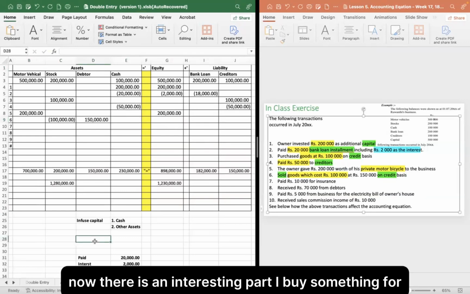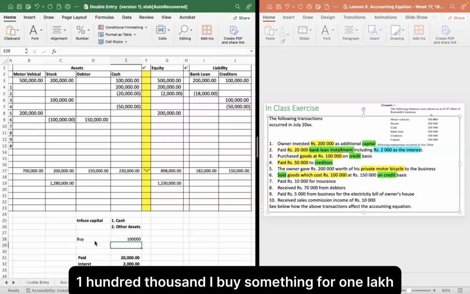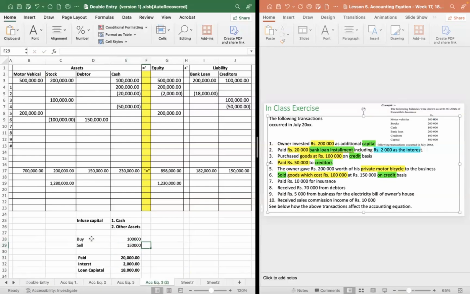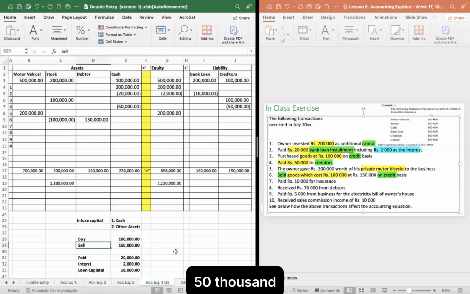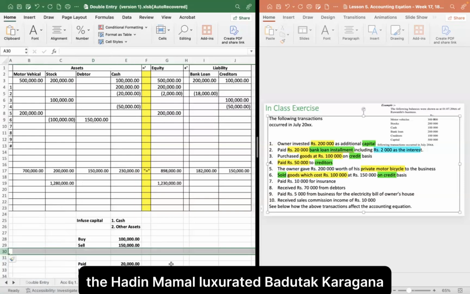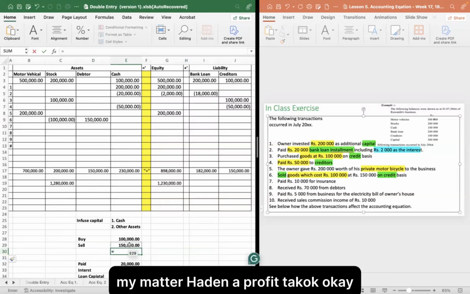Now there is an interesting part. I buy something for 100,000, I buy something for 1 lakh, and I am selling it for 1,50,000. So what do I get from this? When I buy goods for a lakh and sell them for 1,50,000, what do I generate? I generate a profit.